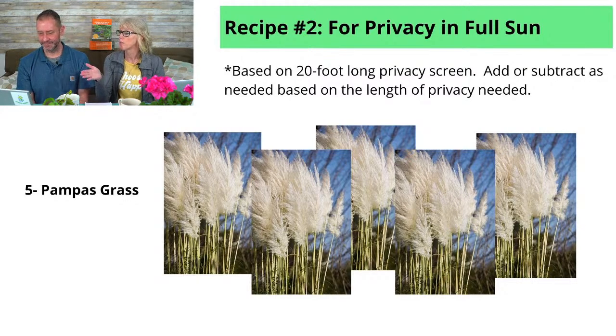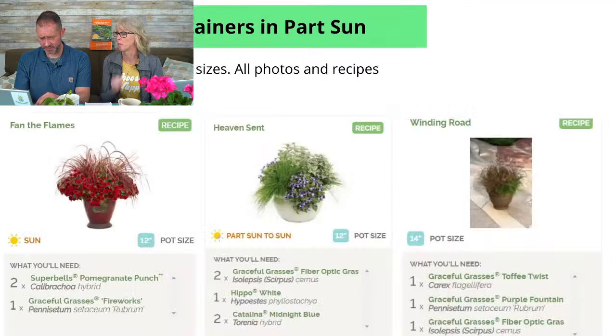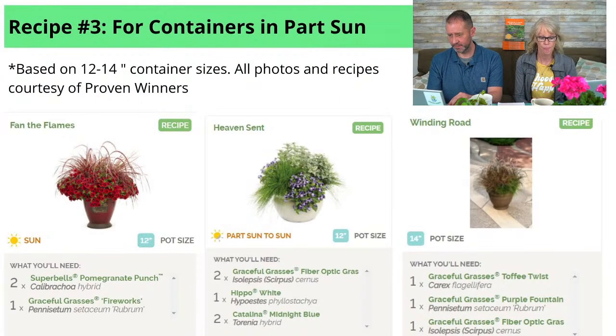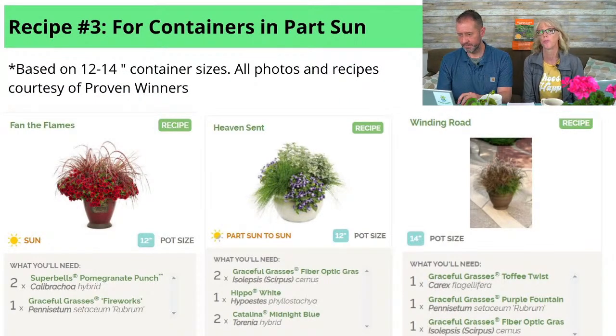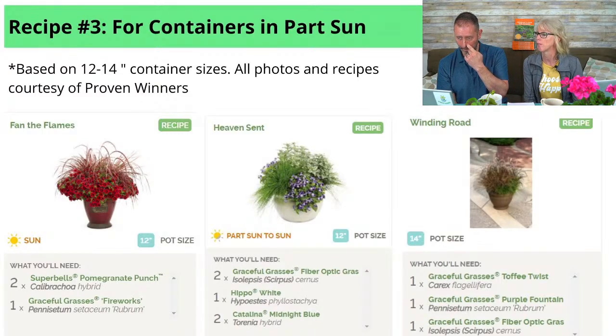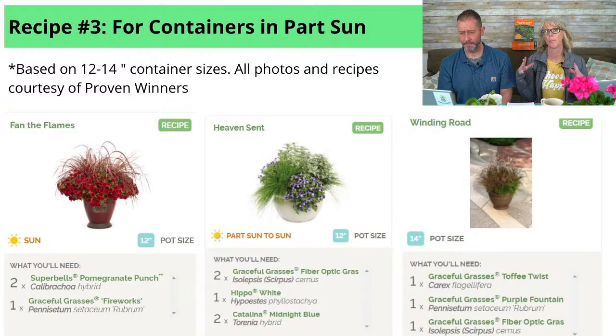So that was recipe 2. Let's move on to our last recipe, which actually, you guys, we borrowed from Proven Winners because we couldn't come up with any better options because they were so great. These are for containers, I should amend that to say, part sun to full sun. So these recipes can kind of take either or. So that's pretty cool. And these are based on 12 to 14 inch container widths. If you think of the top of your container, so about 12 to 14 inches.